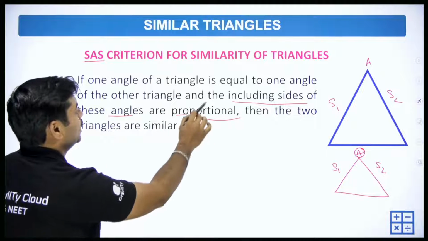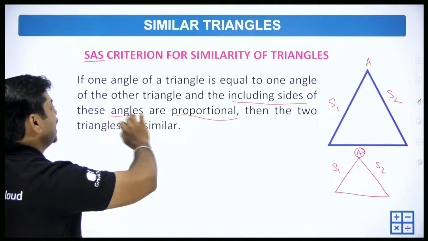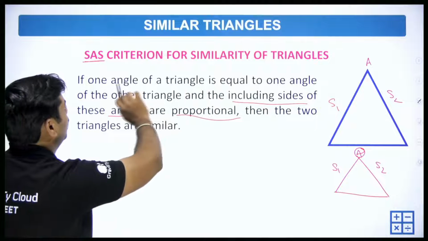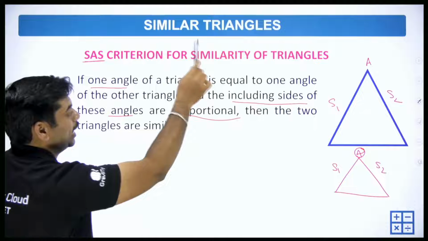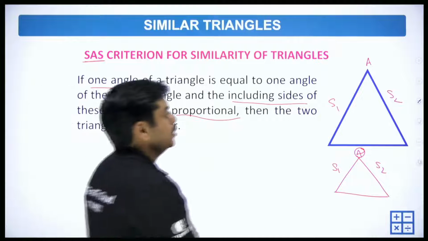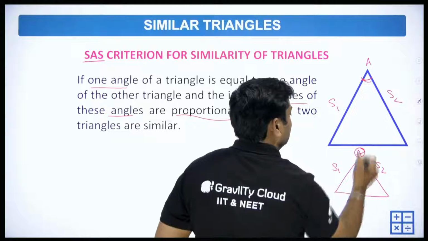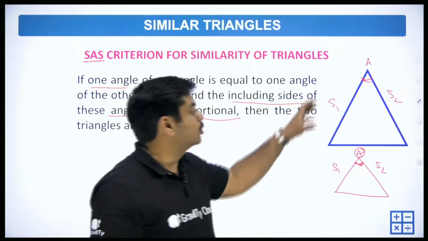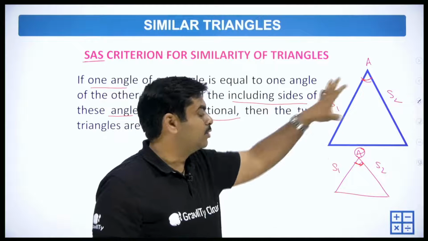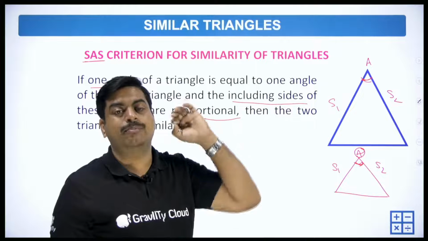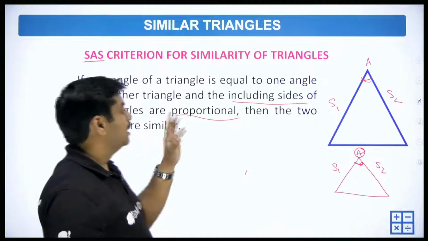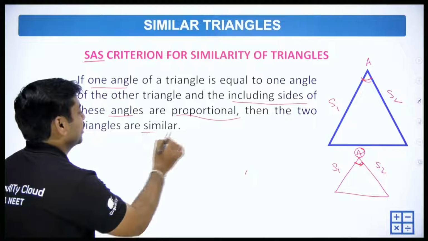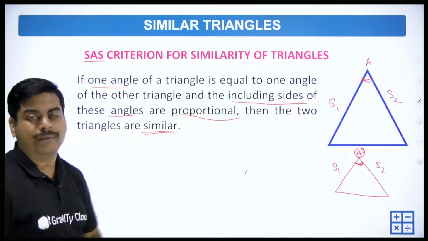The including sides of these angles are proportional, if one angle is equal to one angle of that triangle. So this angle and this angle are equal in both the triangles, and these two sides are in proportion, S1 and S2, side 1 and side 2 in both the triangles. If they are in proportion, then we can say that the given triangles are similar, right?